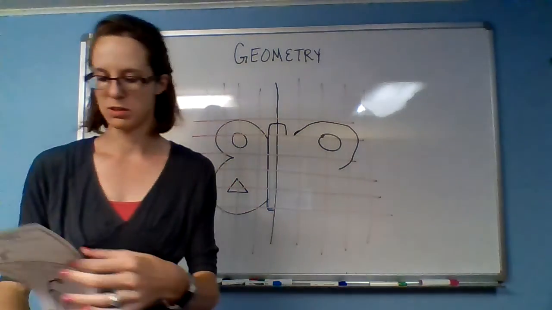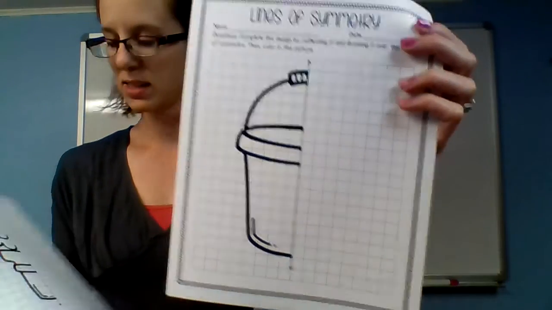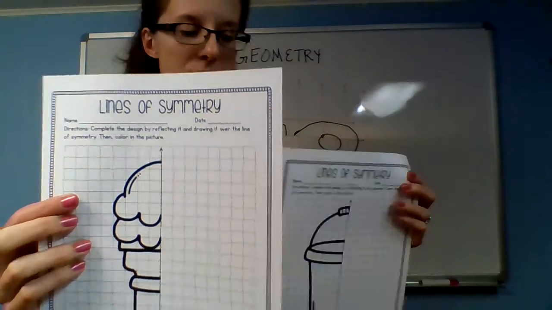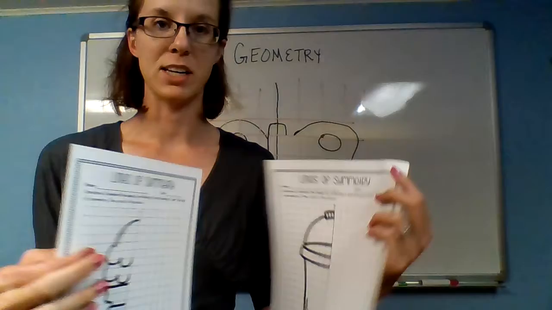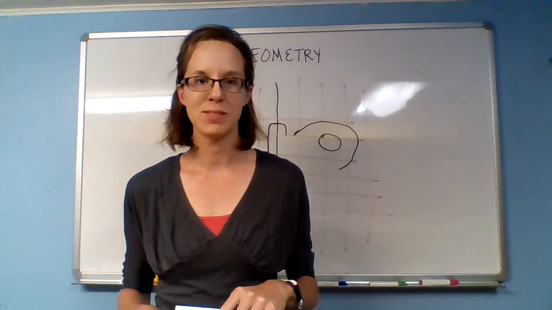You have 2 of those to practice with today. One of them is this bucket, and the other one is this ice cream cone. So try to draw the other half of those pictures. Your digital activity today is a website to go practice lines of symmetry on.